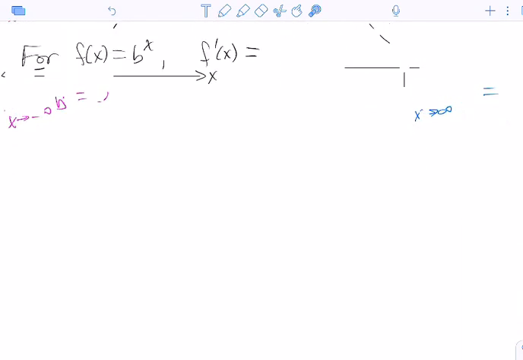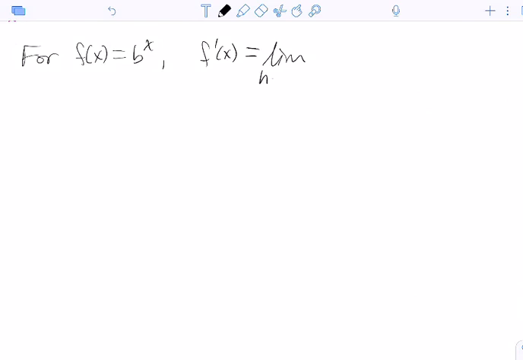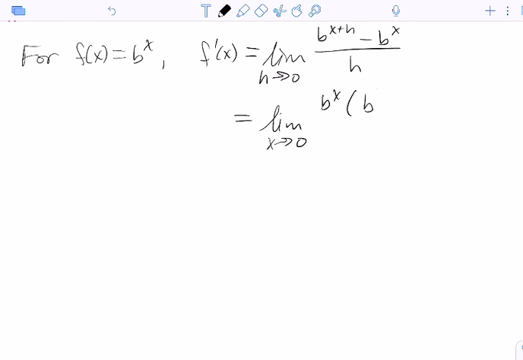We're now going to go straight into their derivatives. Using the definition of derivative for f of x equals b to the x, f prime of x is going to be the limit as h approaches 0 of b to the x plus h minus b to the x, divided by h. We can factor out a b to the x. We're left with the limit as h approaches 0 of b to the x times the quantity of b to the h minus 1 over h.